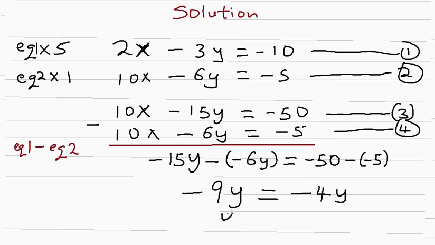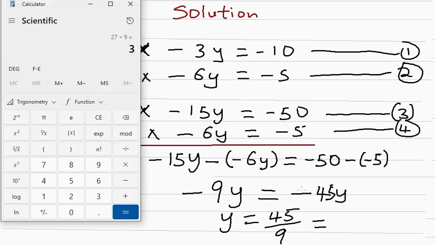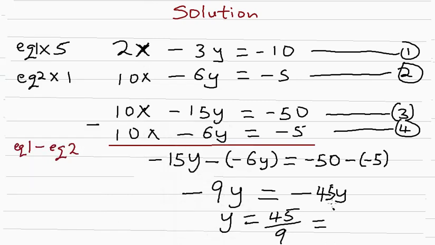So I now have my y equal to 45 all over 9. Of course, that should give me 5. So that is my y equal to 5.